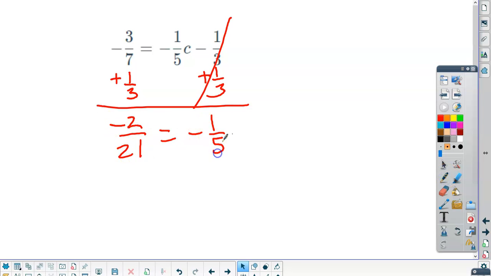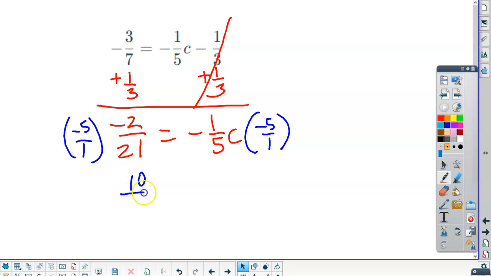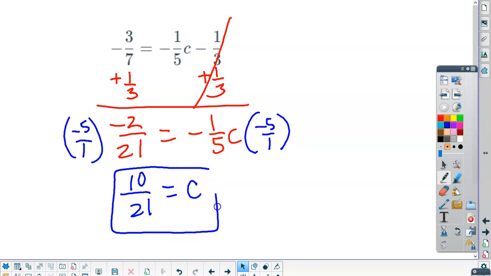And now I'm going to clear my coefficient. Now the opposite of multiplying is dividing, but we don't divide by fractions. We multiply by the reciprocal. So that's going to give me a +10/21 equals c. And because 10 and 21 don't have any common factors, that's how I'm going to leave my answer.